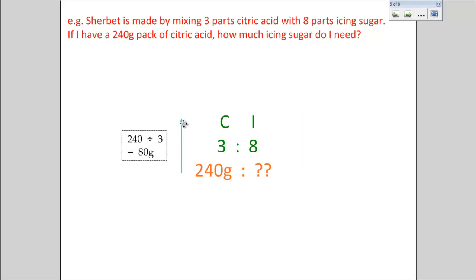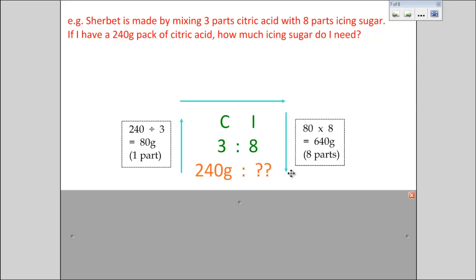Working up this way, we can go 240 grams divided by 3, which gives us 80 grams, and we know that that is one part. One part of this ratio is worth 80 grams. Moving across the top and down to the other side, we can then say 80 times 8, because we've got 8 parts over here, is 640 grams, or 8 parts. So you can see we've done exactly the same thing, but it just gives you something to visually follow.